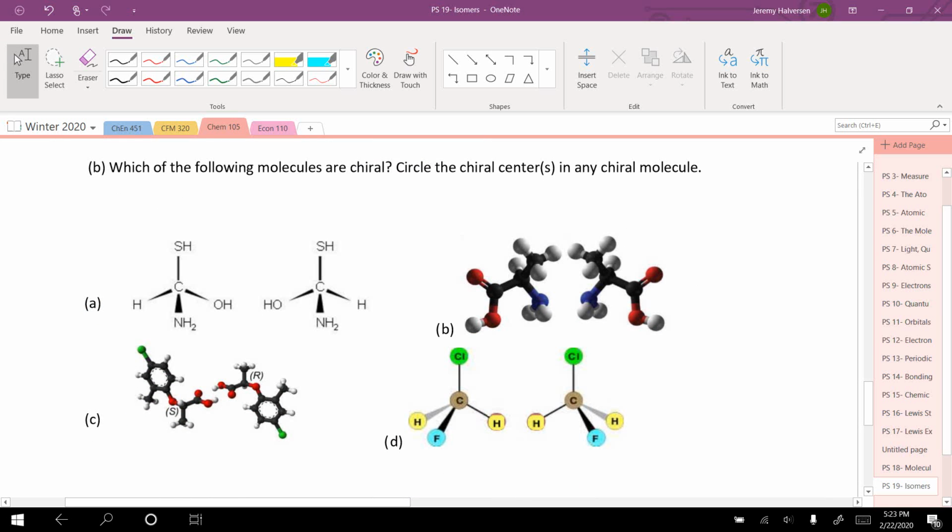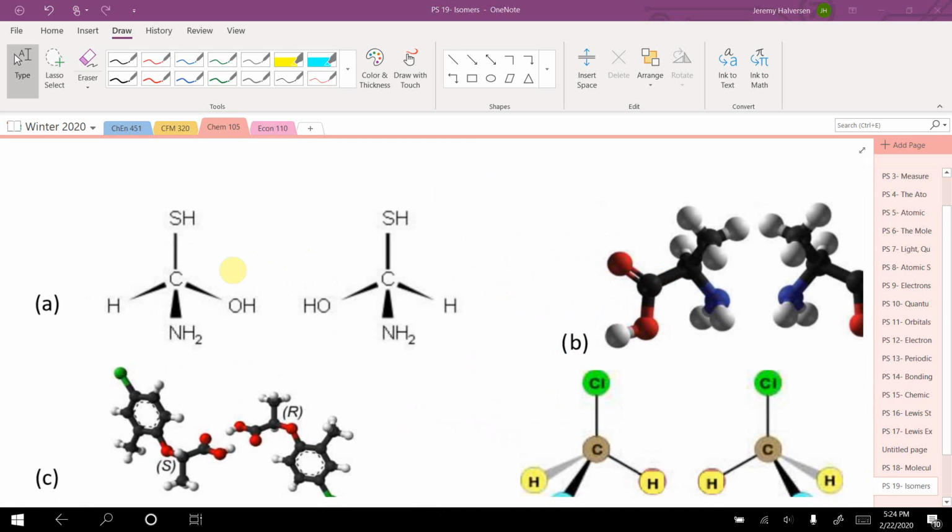Circle the chiral center. So really, if we're trying to find out if a molecule is chiral, we're just looking for chiral centers. Are there any carbons connected to 4 different groups on the molecule? So we have this carbon. We've got group 1, group 2, group 3, group 4. Those are 4 different groups, so the mirror image is going to be different, so those are chiral.